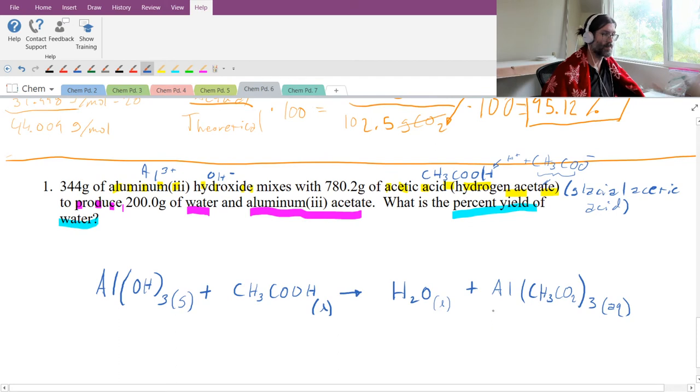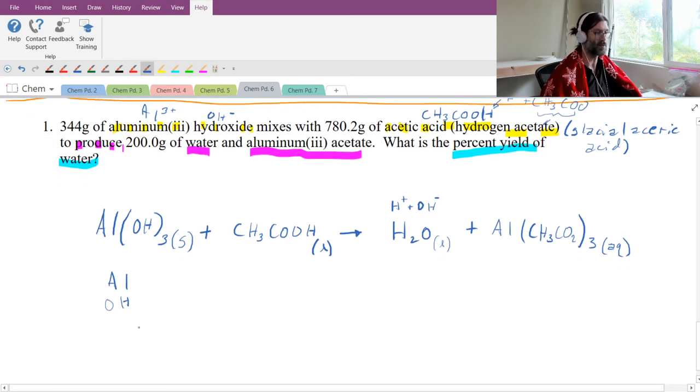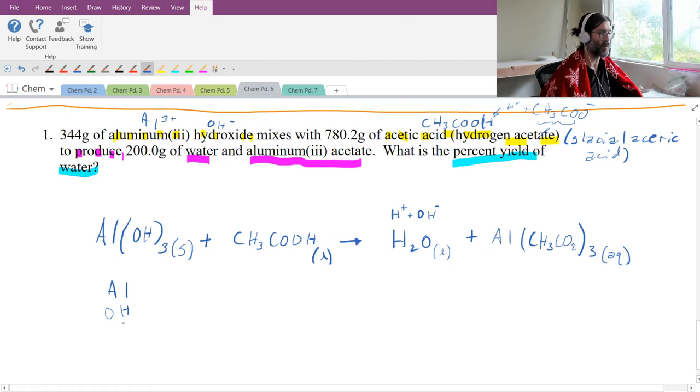So, are we balanced? That's our next step, right? We know that we need to balance this. So let's look at how to do that. Aluminum, okay. OH, even though it recombines over here, here's how we're gonna think about this. This is H plus and OH minus. Because as we recall from a previous lecture, water is kind of ionic, and we're gonna talk a lot more about that in the very next unit that we do.